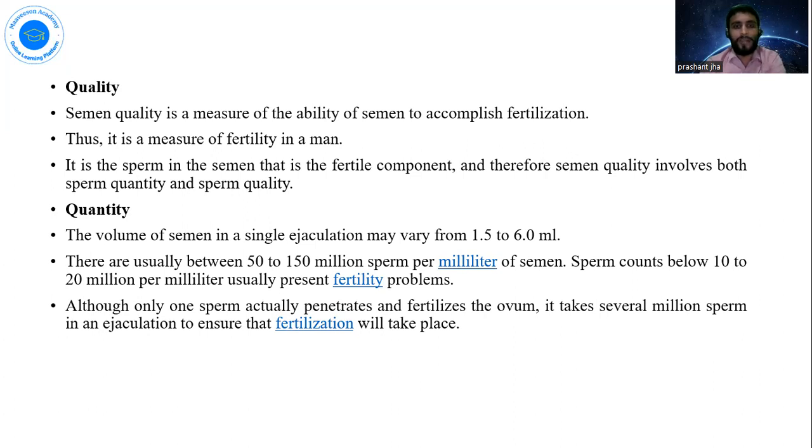Although only one sperm actually penetrates and fertilizes the ovum, it takes several million sperm in the ejaculation to ensure that fertilization will take place. So only one sperm is sufficient to fertilize the ovum and form the zygote.